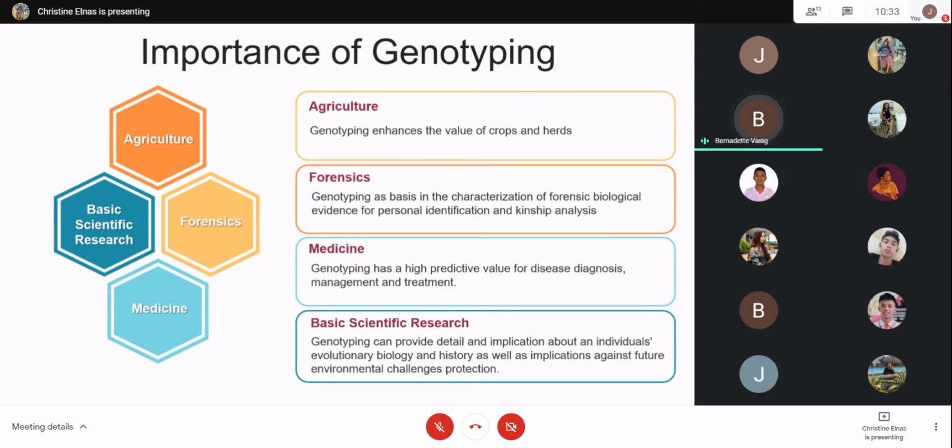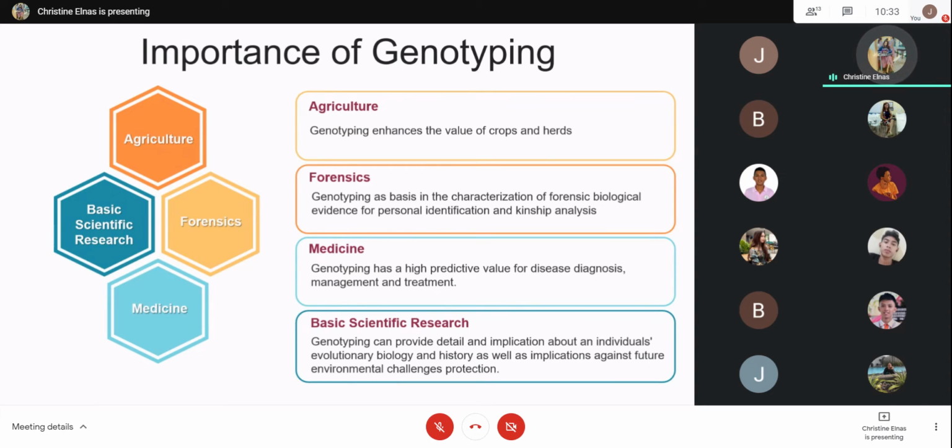In serology, using antibodies is faster. Yes, it is easier to use antibodies. That is the alternative method, ma'am. But in terms of accuracy, maybe DNA genotyping is more accurate compared with the use of antibodies. Yes, ma'am. Okay.